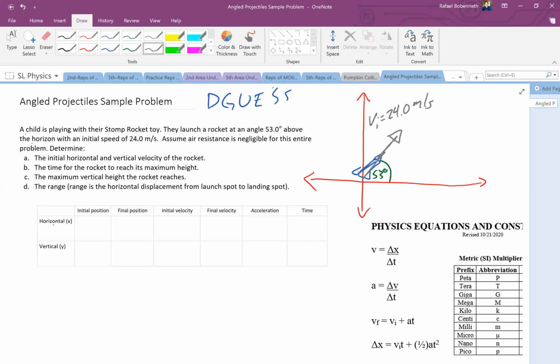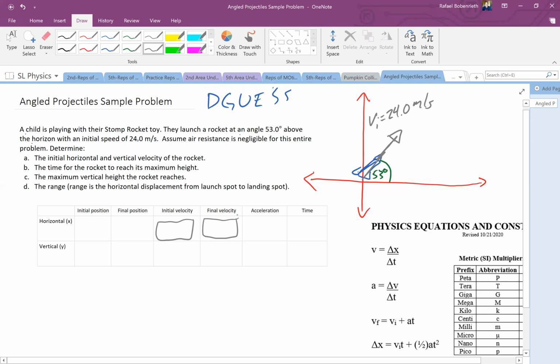Horizontally, what do we know? After the rocket is launched, that object continues to move at a constant horizontal velocity. Whatever speed we figure out the rocket started with horizontally, that's going to be the same throughout. So these two values are going to be the same. Vertically, we know it's accelerating, and because we assume air resistance is negligible, it is in free fall.